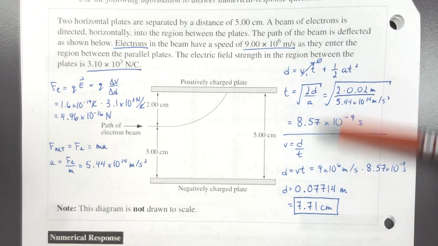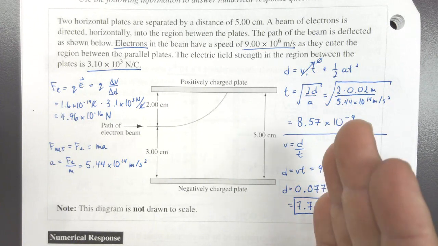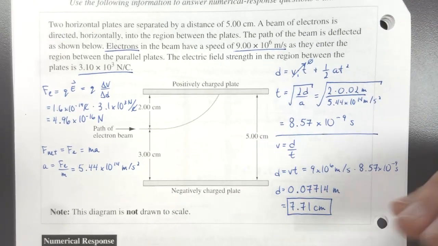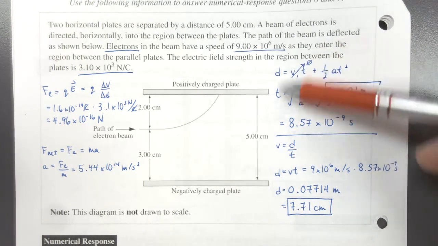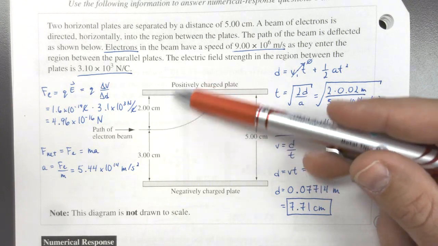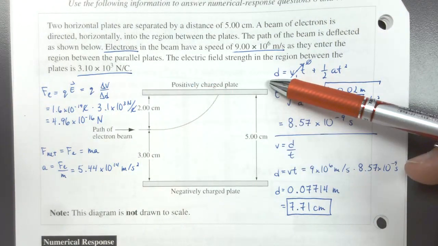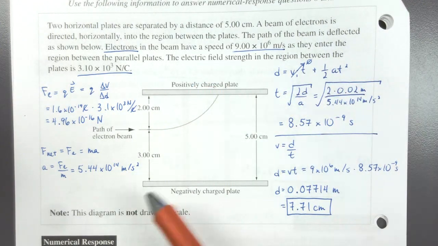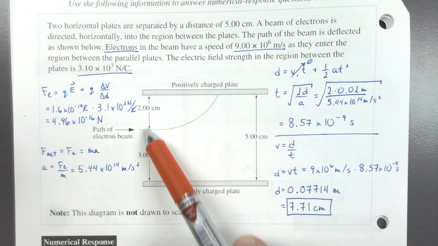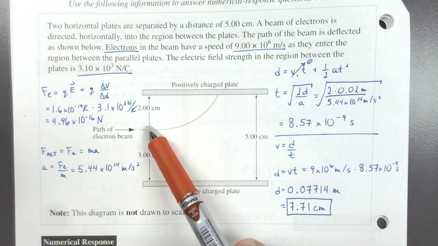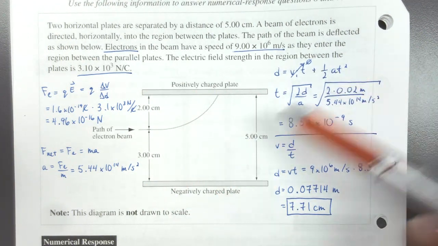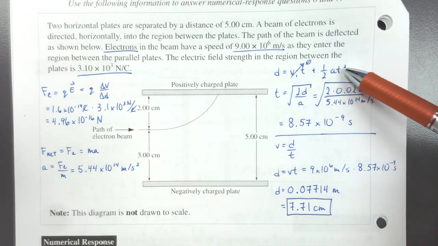Okay, and then lastly, for projectile motion, I'd usually split this like x and y, but due to space requirements or limitations, here I've dealt with it in the y first. So I know the distance it traveled was 2 centimeters. I know that the initial velocity in this direction was 0, because it's going horizontal. There is no vertical velocity yet. And then 1/2 at squared. I know acceleration, because I just found it. I'm going to find time.